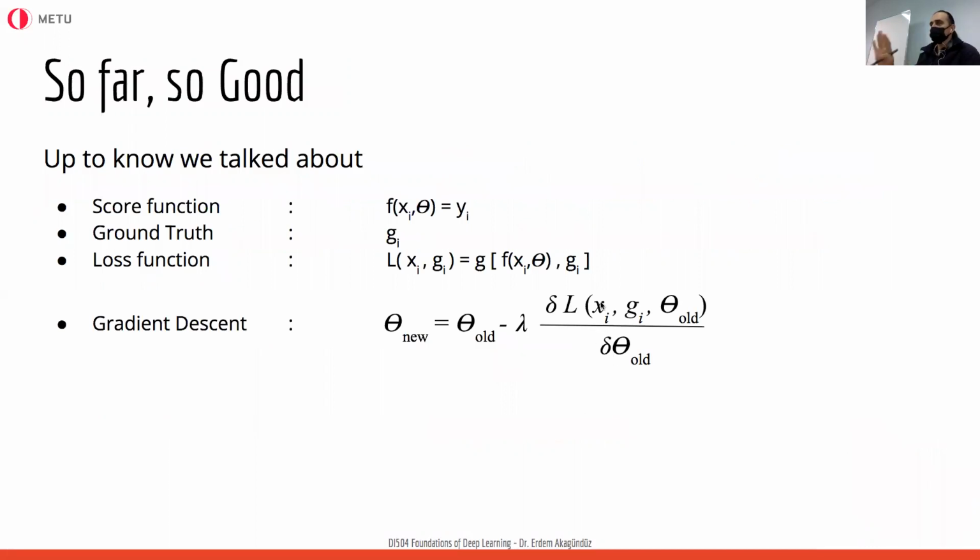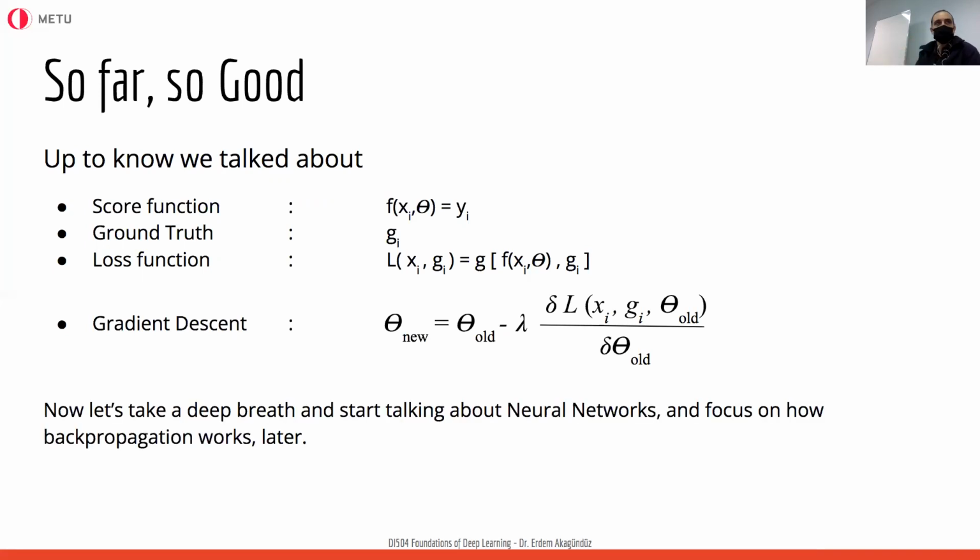So far, so good. So I'm slowing down. We talked about the score function. We talked about the ground truth. We talked about the loss function and how to find the score function parameters, optimizing the loss function with respect to this strategy. Because instead of random search, we had a strategy, right? So this was a simple strategy. We said there could be better ones, but it's our strategy right now.